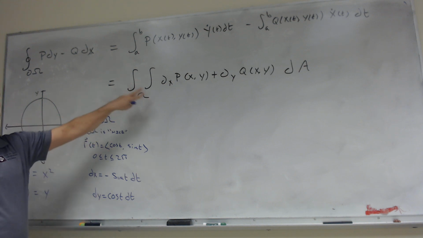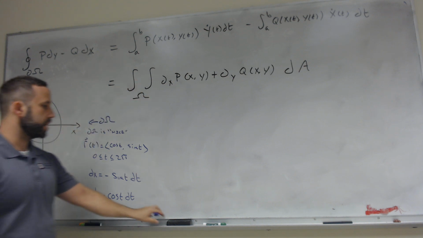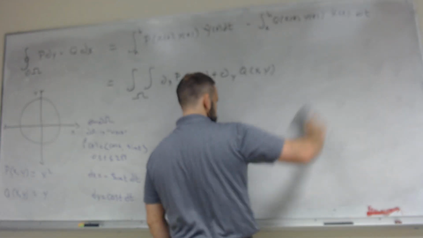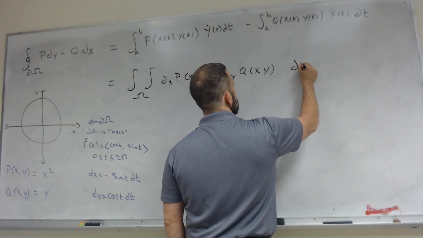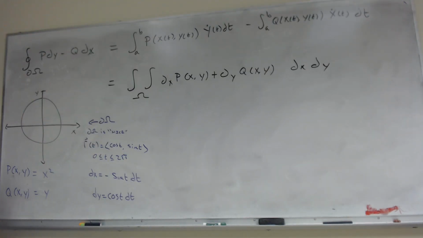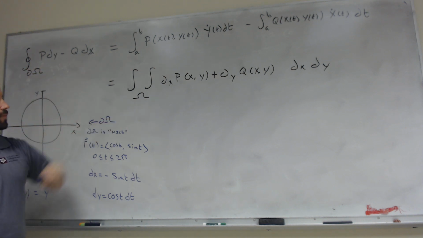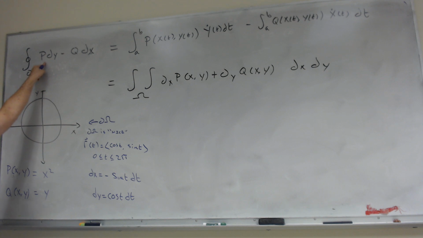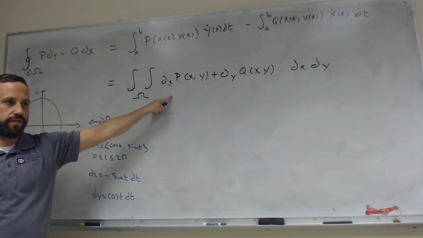I write with two integrals, even if we're not treating it as an iterated integral, and I will often write something like dx dy, even if we're not treating it as an iterated integral. So again, integral over the boundary, integral over the area. Notice here we're integrating the function, and over here we're integrating the derivative of the function.